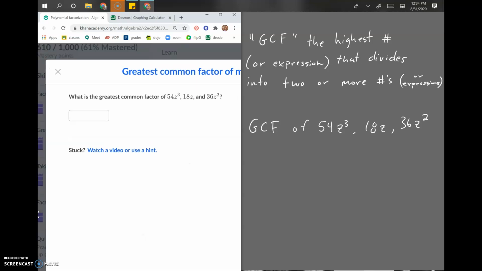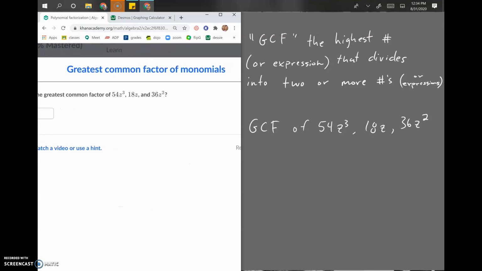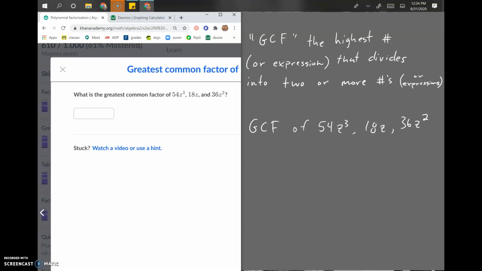Alright, greatest common factor, just to give you a little recap, I've got a little definition for you. We're factoring monomials here, but GCF is the highest number or expression that divides into two or more numbers or expressions. I put expressions because these are expressions, they're not just numbers, right? There's a variable component to them as well. So, what is the greatest common factor of 54z to the third, 18z, and 36z squared?